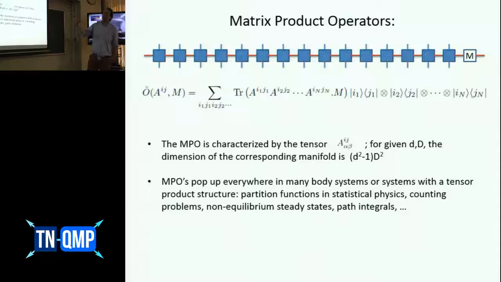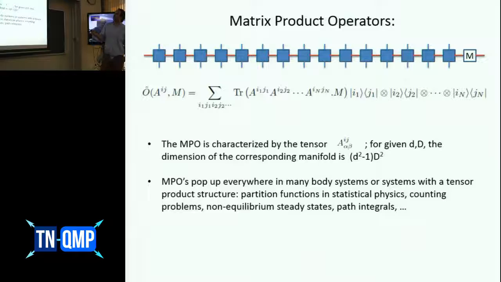So the expression for this operator is a trace of a product of matrices, and these matrices have actually two physical indices. So this is of course A^{i,j}_{alpha,beta}, and this i is, let's say, the index up, and j is the index down. You take the trace of this, multiplied with some boundary matrix, because in some cases this matrix that you have to put there is not trivial to get something interesting, and then you close the whole thing. So matrix product operators are characterized by the tensor A^{ij}_{alpha beta}.